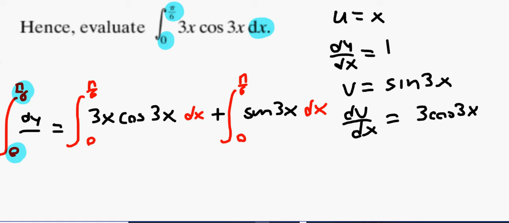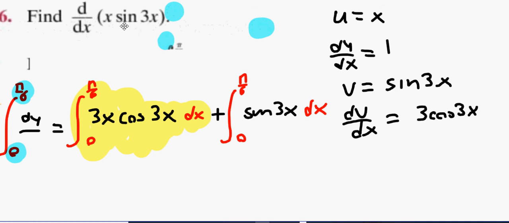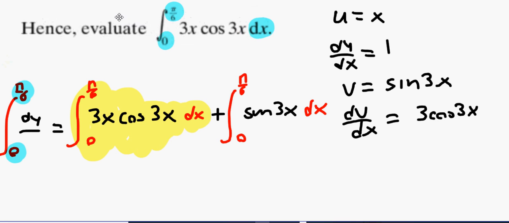Alright, what's the goal of the question? The goal of the question is to get this thing on its own. Would that make sense? So everything else needs to go to the other side, doesn't it? Here's what we're going to do instead. What was the original y? It was x sine 3x. Everybody see it was x sine 3x?